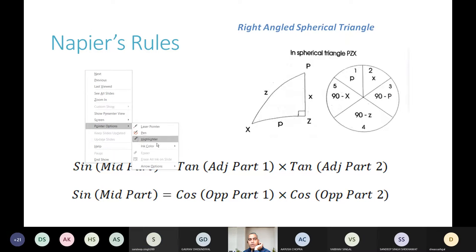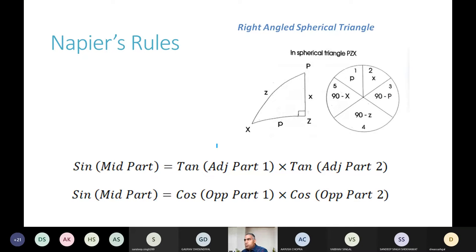Now, beta, as I told you, Napier rule can be used if you know any two parts of this spherical triangle other than the 90 degree part. So in this triangle PZX, you can pick up any two parts which are known to you other than angle Z. Angle Z is 90 degrees. Which two parts are known to you in this triangle PZX? Angle P is known to you. What else, beta? Sir, angle X. Okay, angle X. So other than this 90 degree part, which is angle Z, let us say we know angle P and angle X. Now with these parts, we can find out anything else in this triangle.